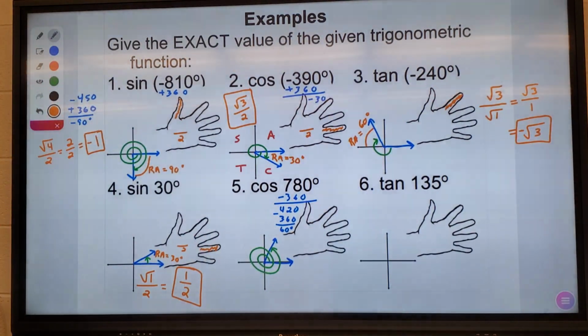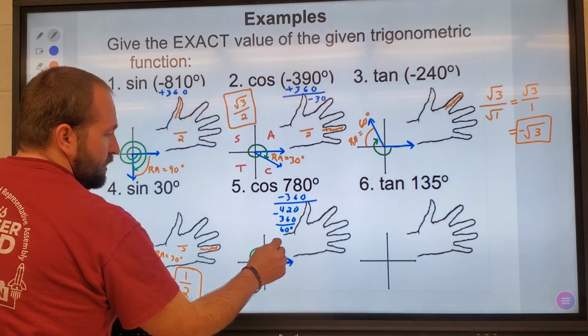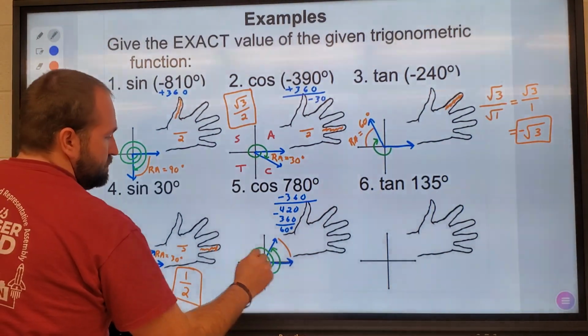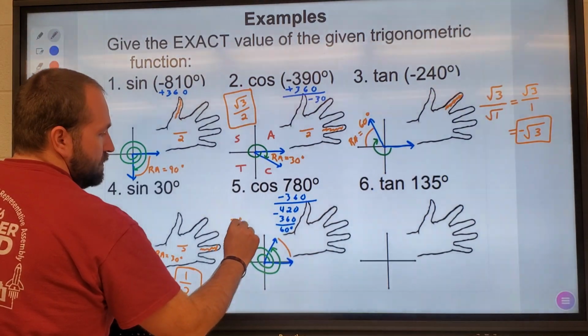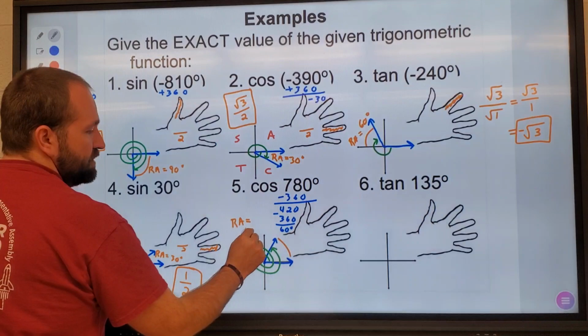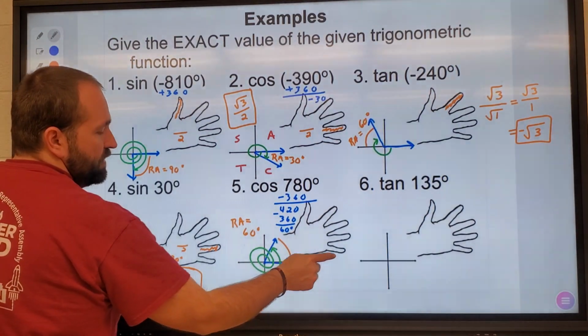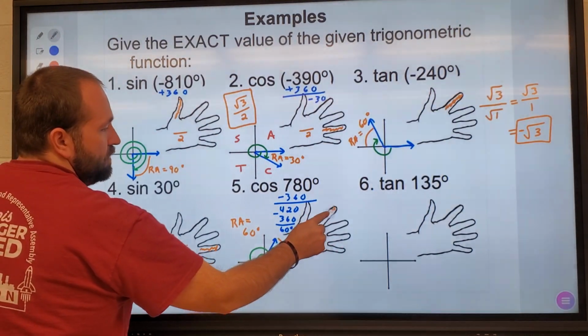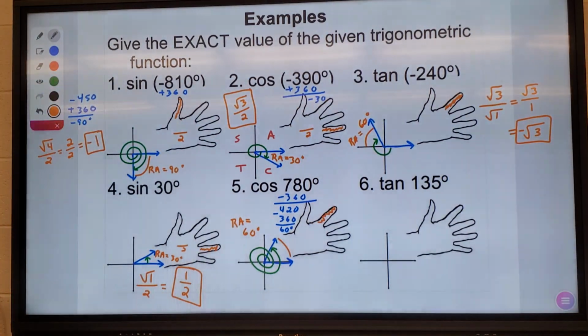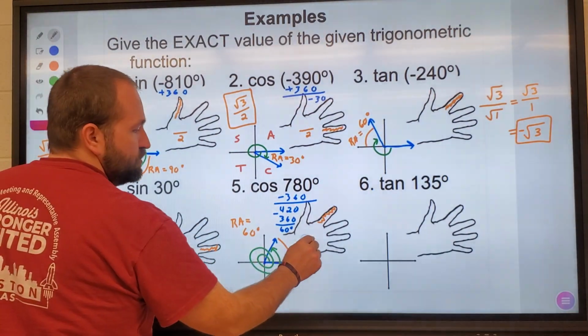Then again, my reference angle is between the closest x-axis and the terminal side. The closest x-axis here, which means that this reference angle is from 0 to 60, or 60 degrees. Again, that coordinates with my pointer finger. Cosine again, so I have the over 2 in my palm.